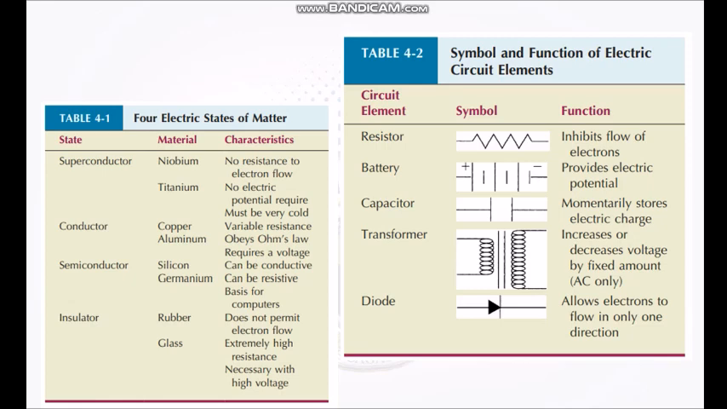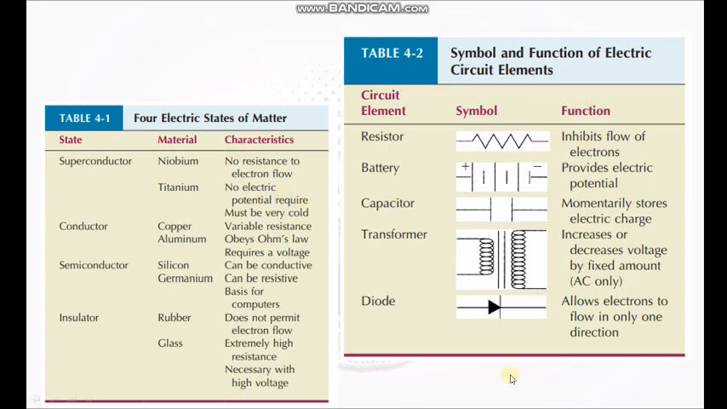And then you also have a superconductor. A superconductor is a material that has no resistance to electron flow. Compare that to a conductor, which has slight resistance. When you compare that to a superconductor, there is no resistance to electron flow, but they require a very cold temperature. If they are below the freezing point, then there is no resistance to electron flow already.